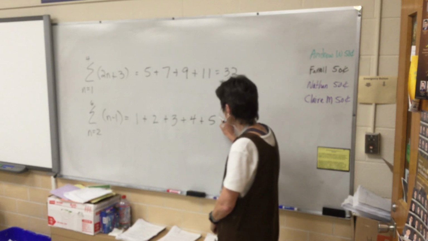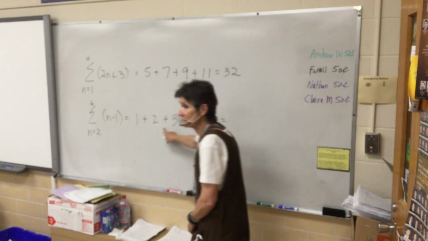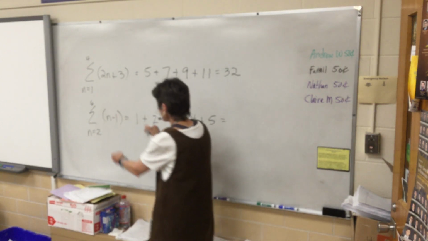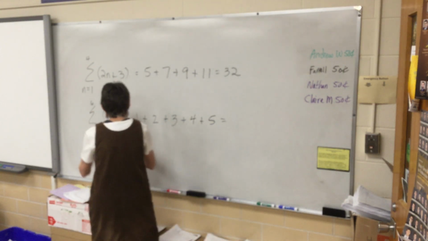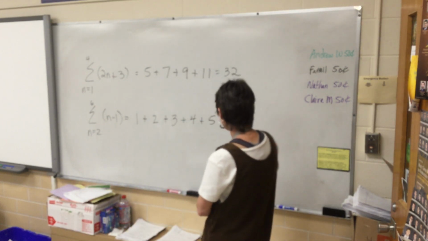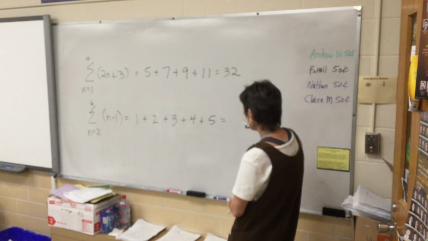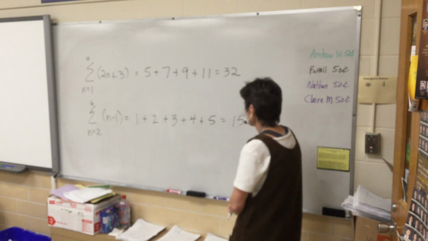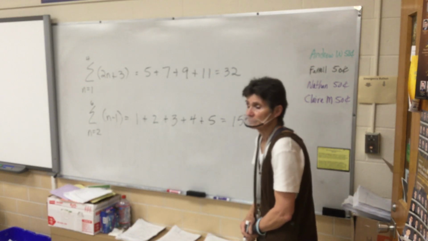And the answer to the question, this is called the sigma expanded. This is like a shorthand, and this is the whole expanded form. And now we're just going to add those up. So what do we get? Let's see, 9, 12. You get 15? Yeah.